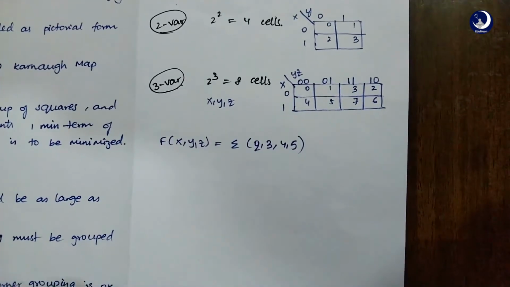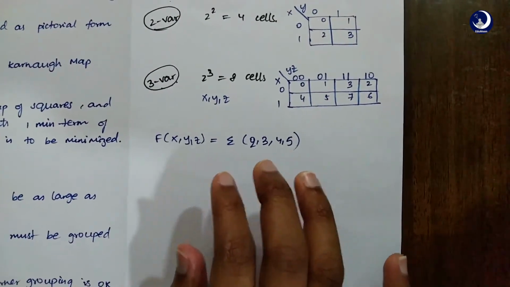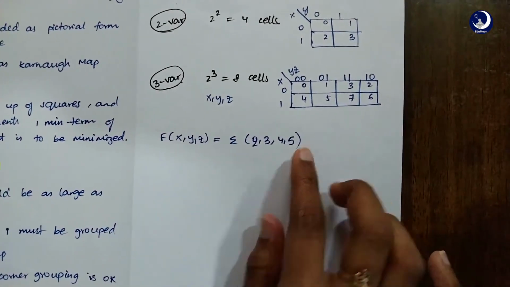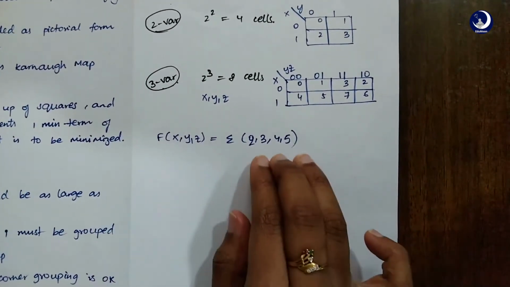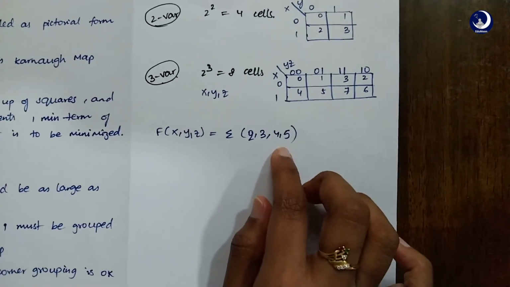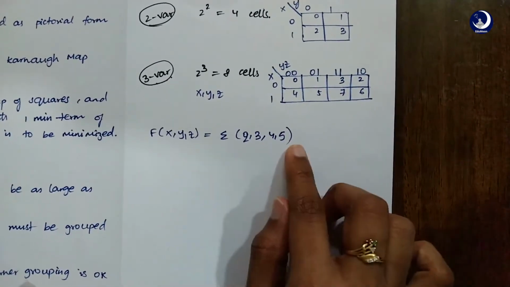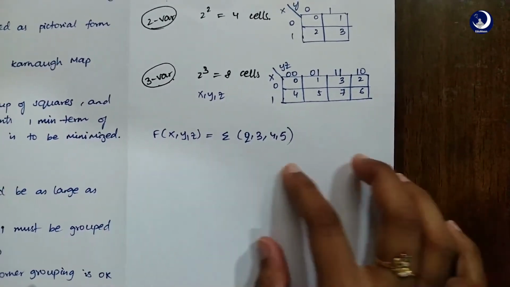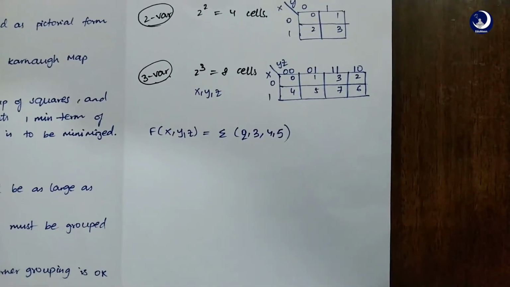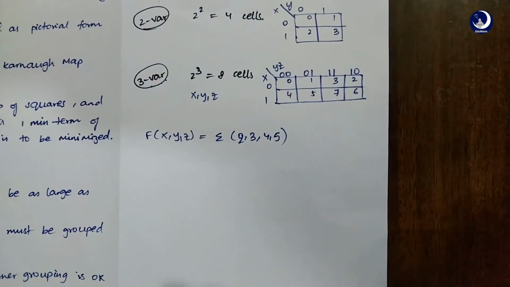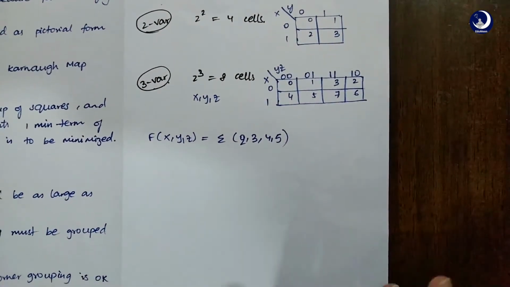Basically, all the questions in this particular section will be of this type, where you will be given a function and then you will have an SOP form. I hope you are clear with SOP and POS from the previous videos. So if you are given something like this, you need to construct a K-map for it and then obtain its simpler solution. That is what K-maps are used for.